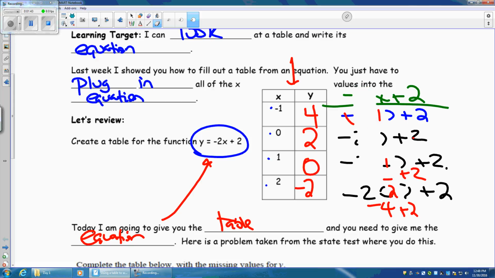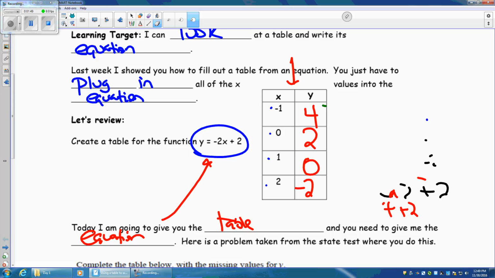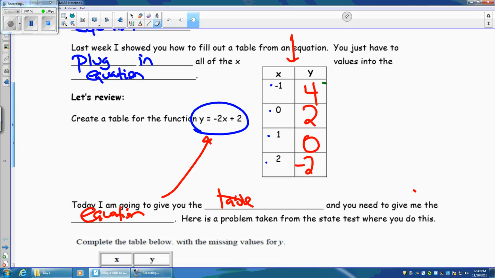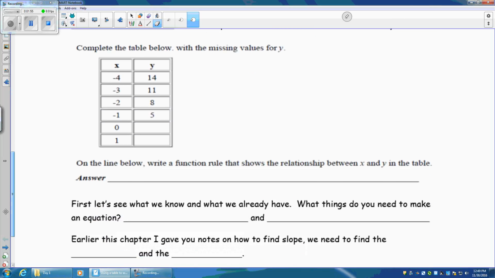An example of this is if you look down here after I'm done erasing this here. There we go. So down here, here's a question just like it that I ripped off the state test from a couple years ago. They want us to write a function rule. They also say the word equation, but that is just one of these y equals mx plus b's. And we already know how to do part of it.